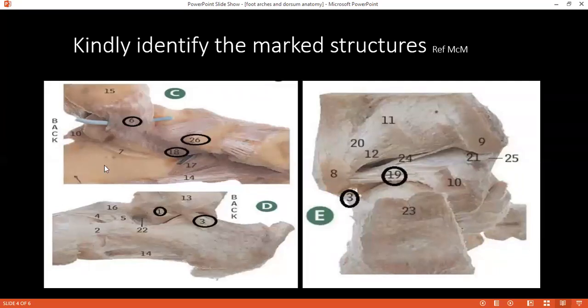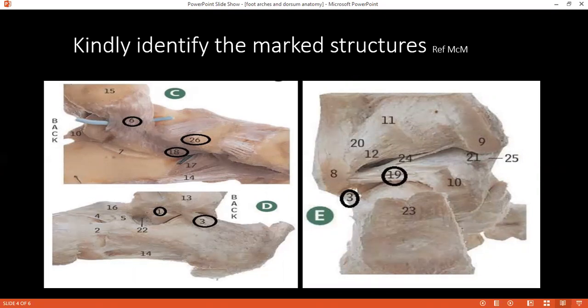Okay, can you please identify this 6 over here? Ma'am, this is the deltoid ligament. Okay, how is the deltoid ligament formed? The deltoid ligament has some attachments. The proximal attachment is on the medial malleolus of the tibia, and the distal attachment is to the sustentaculum tali, to the spring ligament, to the navicular tuberosity, and to the neck and body of the talus bone.